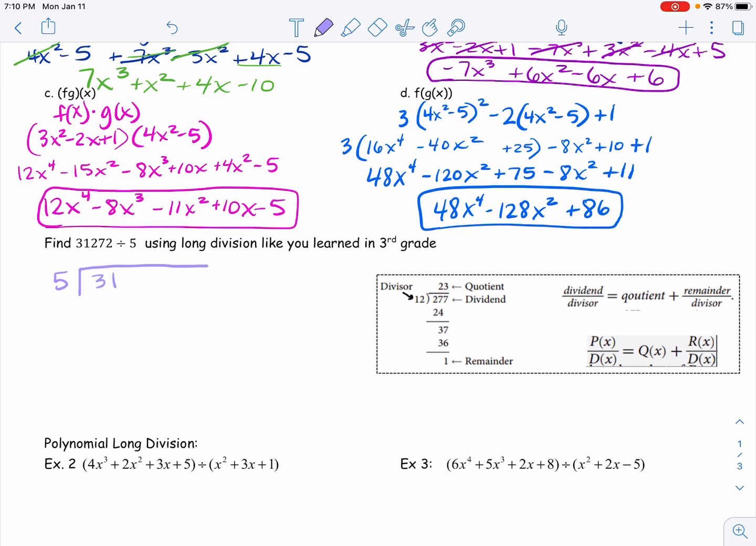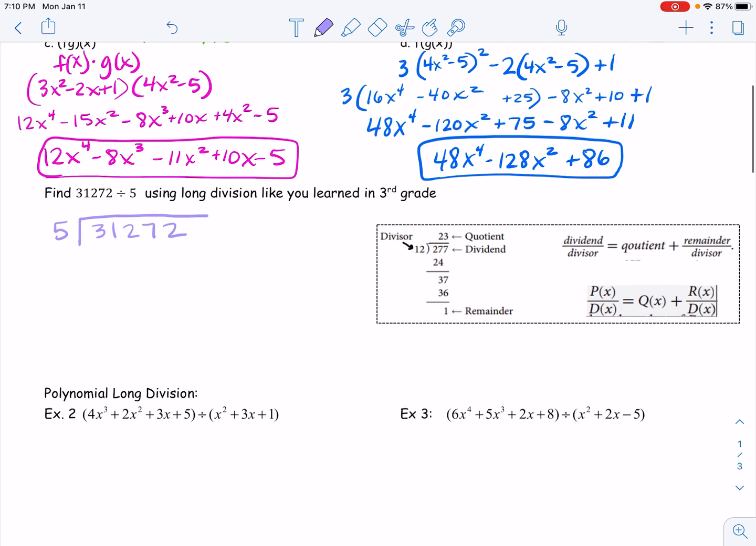Our dividend is 31,272. So divisor, what you're dividing by. Dividend, what is being divided. And then, of course, the answer to that division problem is our quotient. And because this is not evenly divisible, we know we're going to have some kind of remainder.